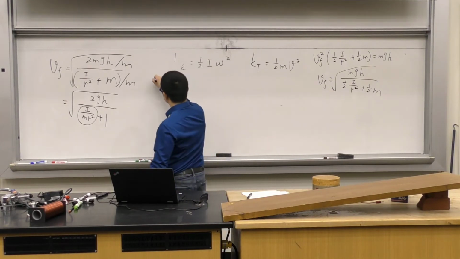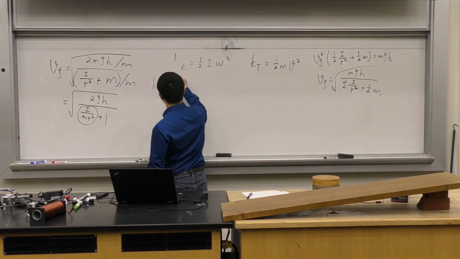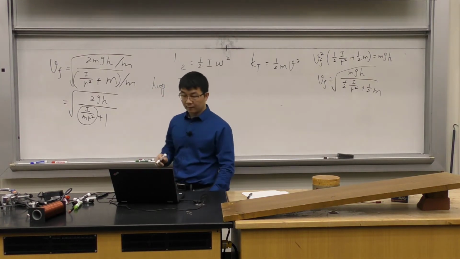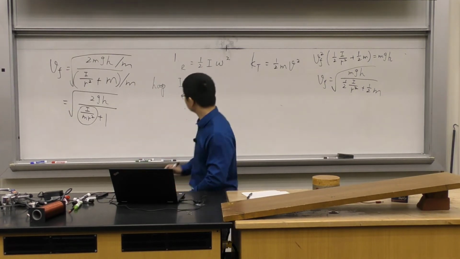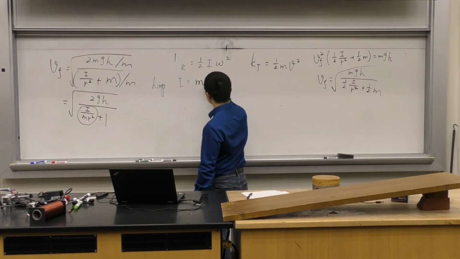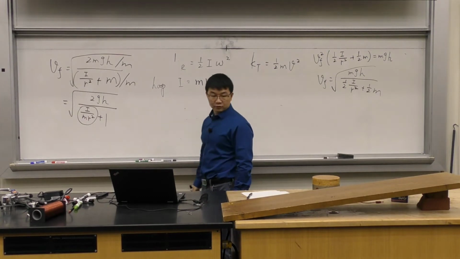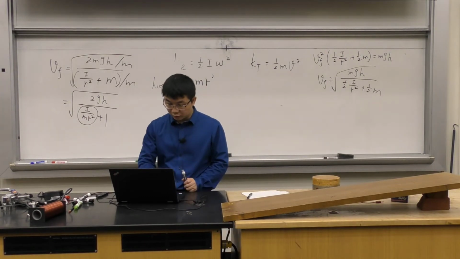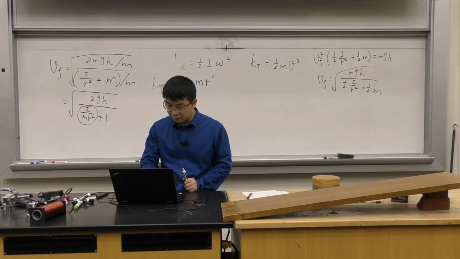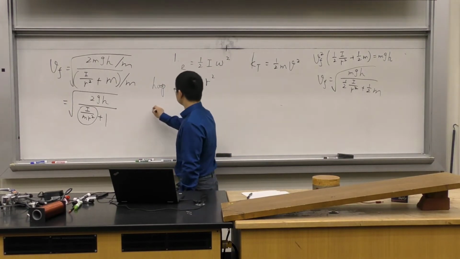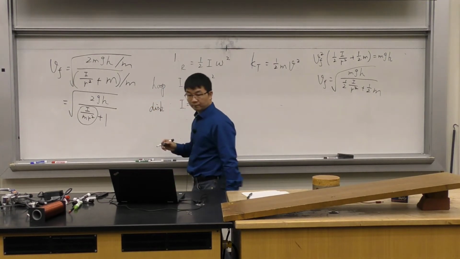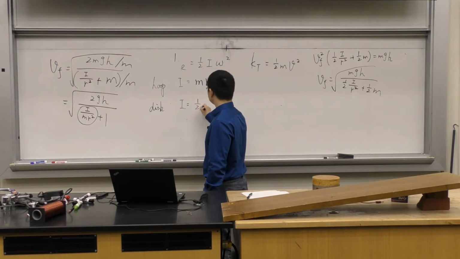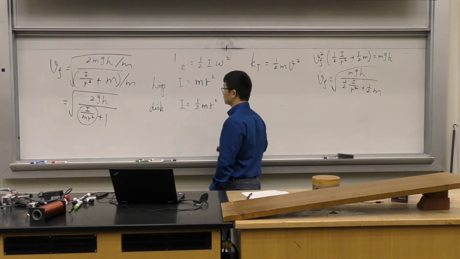For the hoop, what is the I? That's going to be the first one, M times R squared. For the disk, I should use the third one, the solid cylinder or disk. So for the disk, the I is going to be 1/2 mR squared.